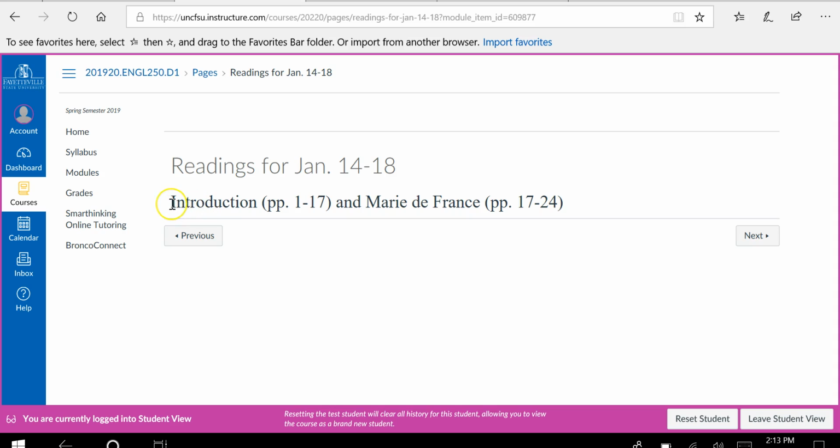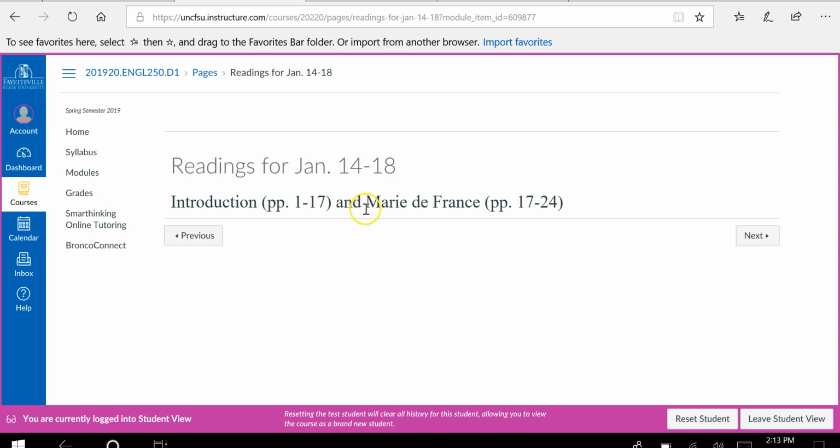get those. Typically at the beginning of a module, you'll have this introduction, and it's going to be quite long because I know that print is tiny, but it's very important that you read that because it's going to provide your context for your readings, your historical overview.